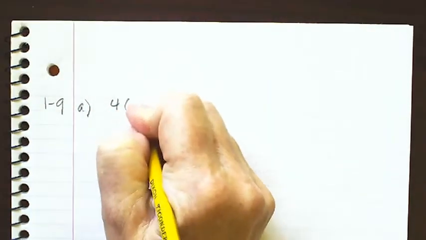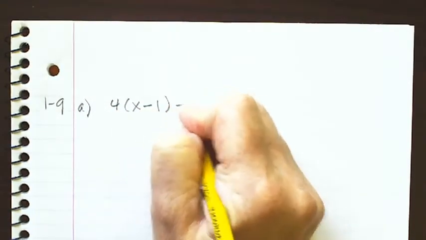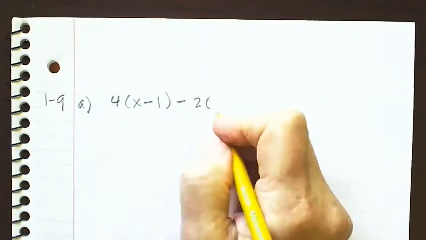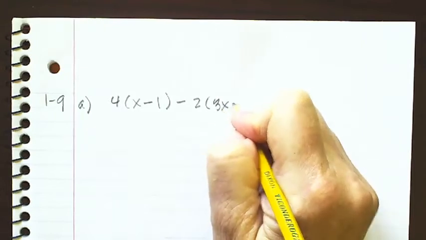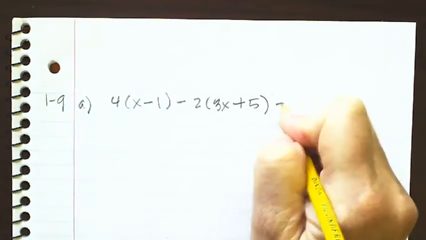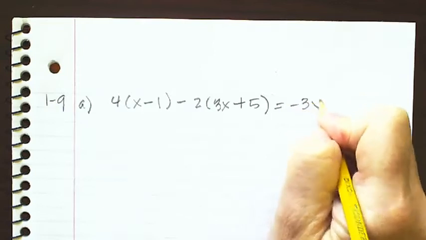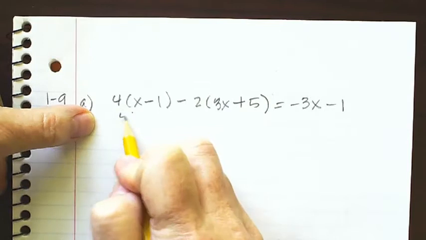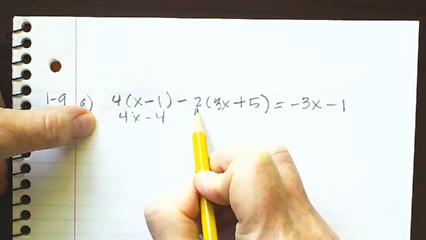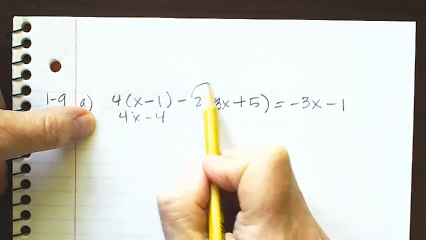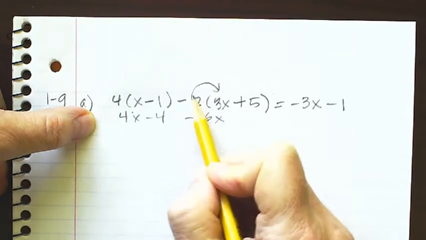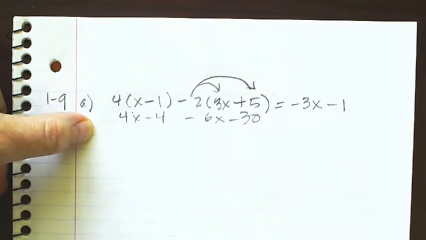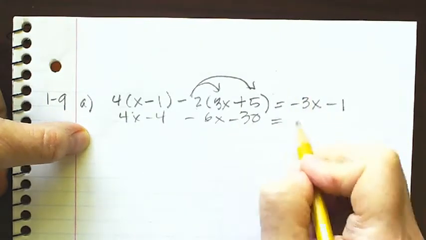Okay, so we're just doing a little equation solving for 1.9. Oops, 3x. Please use pencil. I think I saw most people were using pencil. So we want to distribute here. That's going to give us 4x minus 4. I like to think that this is a negative 2. So negative 6x and negative 30 turns into negative 6x minus 30.